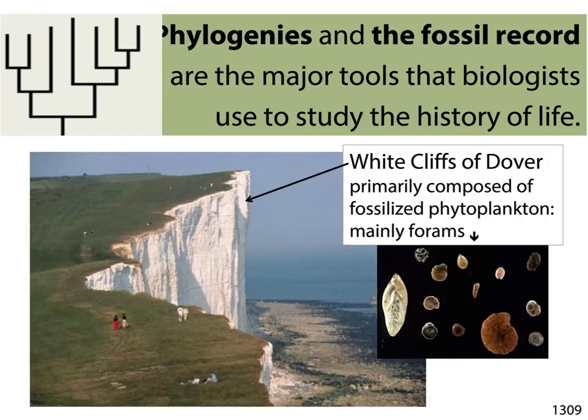First off, if you've ever heard of the White Cliffs of Dover, these are primarily composed of fossilized phytoplankton, otherwise known as forams. And so many of the structures we see today in the geologic record were formed by living critters long ago, which is actually pretty cool.